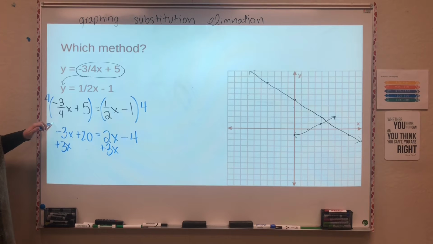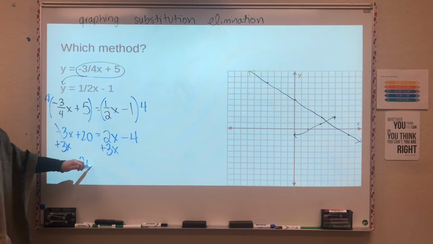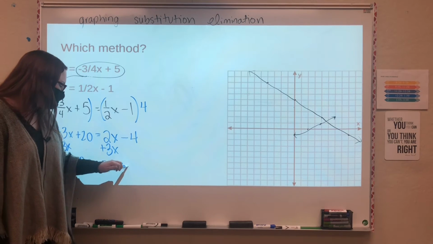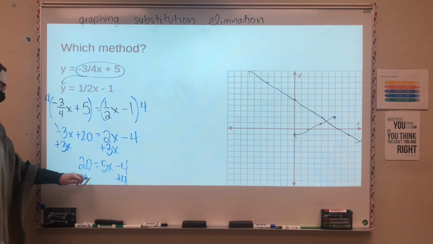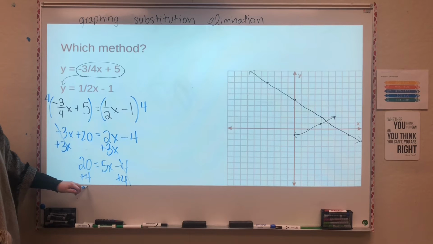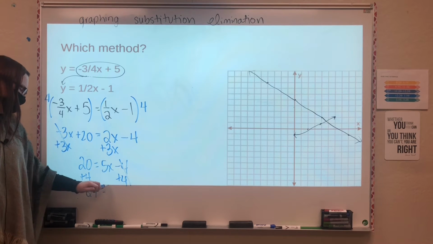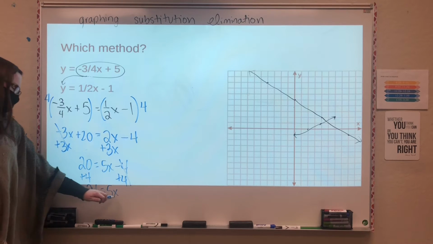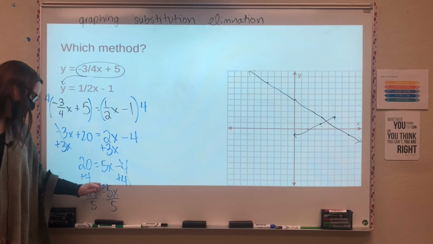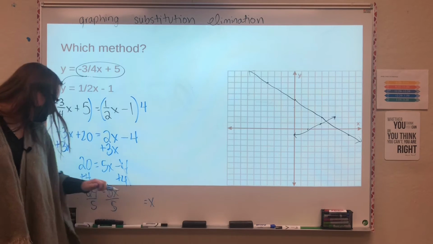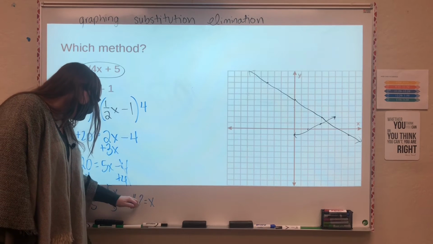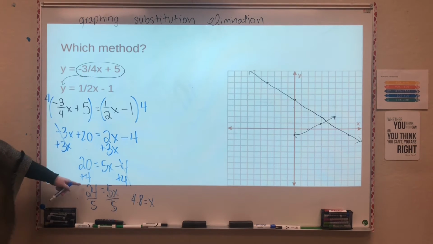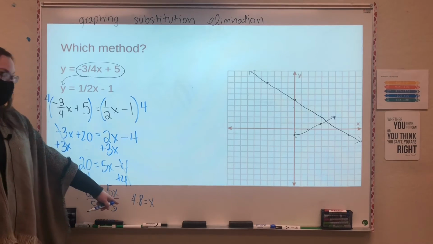When I do that, that would cancel out, and then it's 20 equals 5x minus 4. And then from there, add 4 on both sides, which is going to give me 24 equals 5x. And divide both sides by 5. You get x equals 4.8. Look at you. That's great fraction division. I was thinking you were just going to leave it as 24/5, but it does equal 4.8.